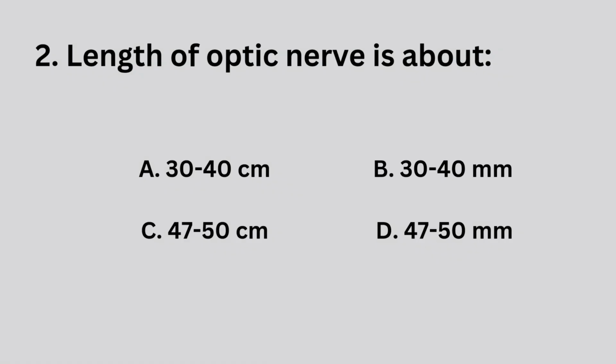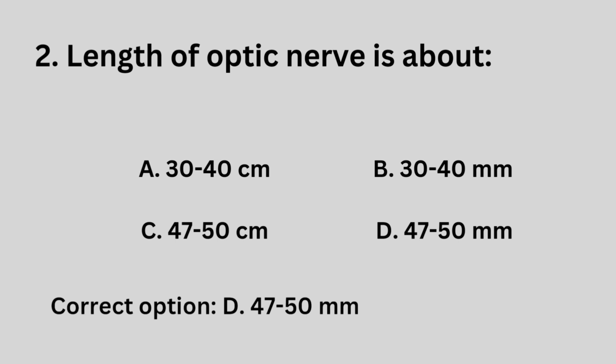Second question. Length of optic nerve is about. Option A 30 to 40 centimeter, option B 30 to 40 millimeter, option C 47 to 50 centimeter, and option D 47 to 50 millimeter. Correct option is option D 47 to 50 millimeter.